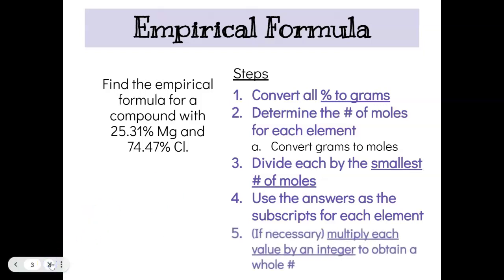Then, if it's necessary, you need to multiply each value by an integer to obtain a whole number. In empirical formulas, these are the simplest forms, but remember, you cannot have decimals. We have to have whole numbers. So if you're coming up with numbers like 1.5, you're going to have to multiply until you get to a whole number. Okay, so let's take a look at some examples.